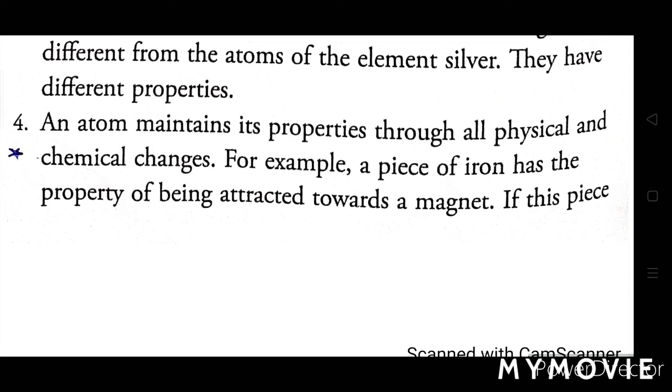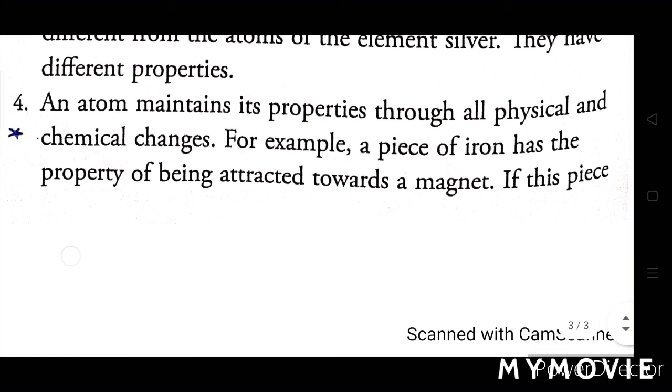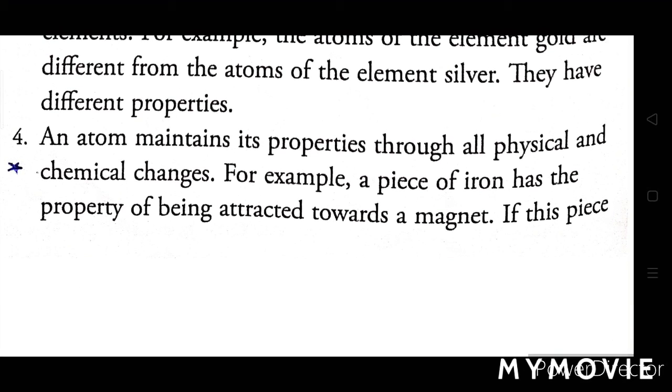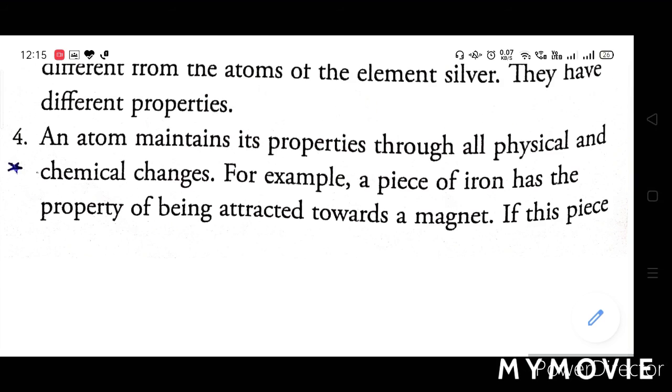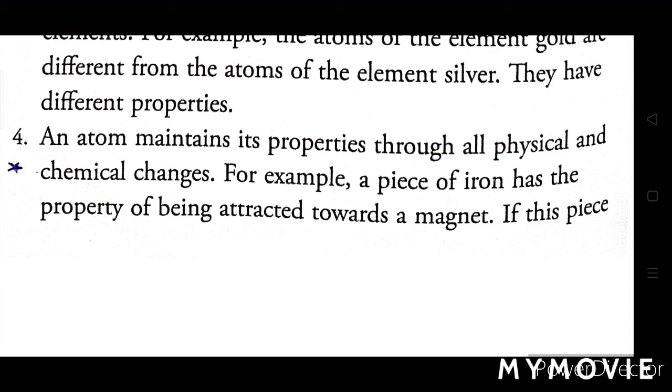An atom maintains its properties throughout all physical and chemical changes. For example, a piece of iron has the property of being attracted towards a magnet. In the second one I had shown you that if you break the magnet into two pieces, then also it would attract. So it maintains its properties throughout all physical and chemical changes.